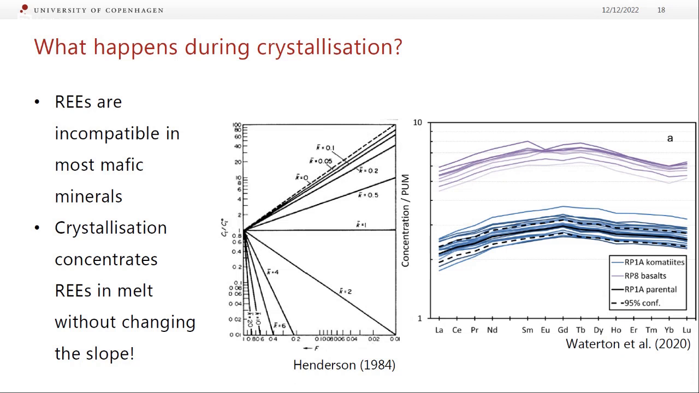And because all of the rare earths are incompatible in most mafic minerals, we're basically just moving this pattern up parallel. So this is an example, it's from the same one that I showed you in the major element one, where we have a komatiite, and if we crystallize it about 50%, we get a basalt. You can see with the basalt, it's just like someone took the blue patterns here and just moved them up, right? So because we're not changing the slope, we can actually separate these effects of differences in mantle melting from differences in crystallization and magma evolution further down the line.